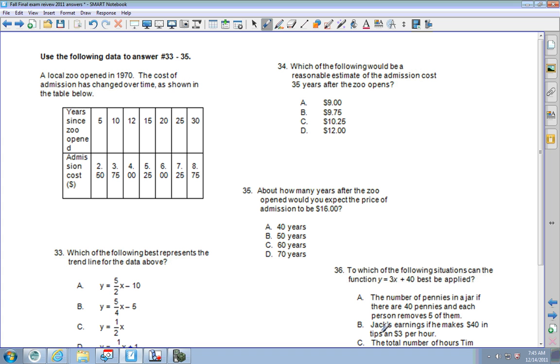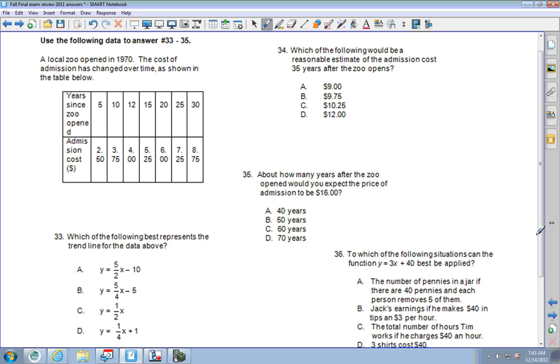All right, next, this one, there's a lot of problems on this one. So let's look and see. It talks about a local zoo opened in 1970. The cost of admission has changed over time, and it gives you this table. This is the number of years since it's been open and the cost to get in the zoo. Which of the following best represents the trend line for the data above? Well, it doesn't go by a set amount each time.